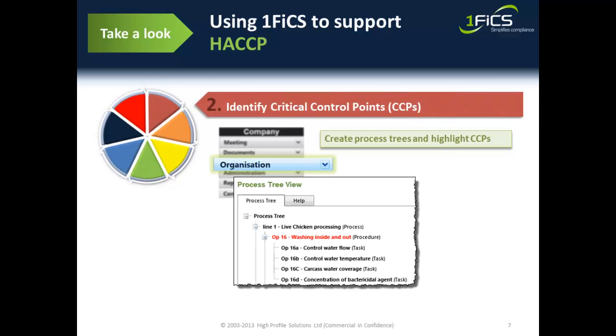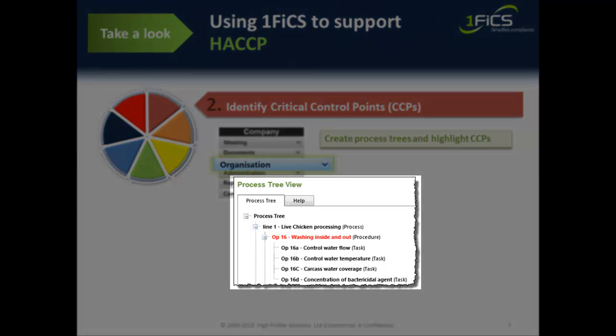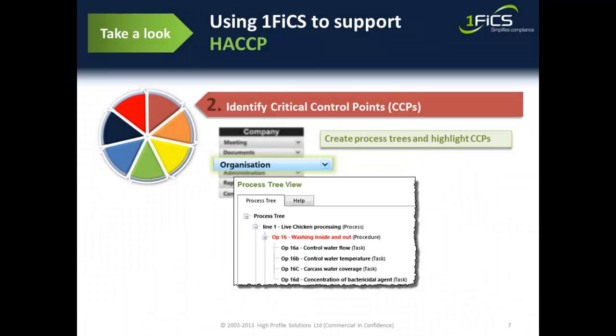Next, identify your critical control points and use the Organization module within OneFix to capture your major processes and the critical control points within them. Hazards can then be mapped to these points on the process.